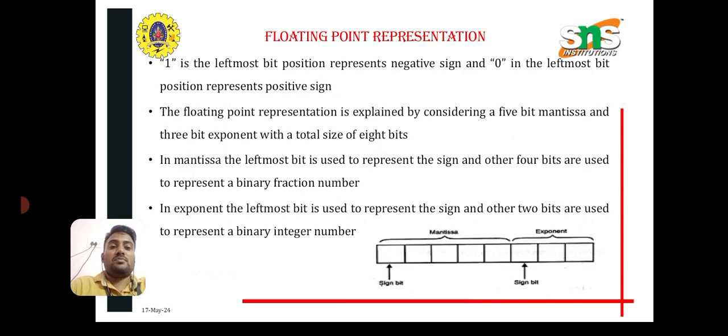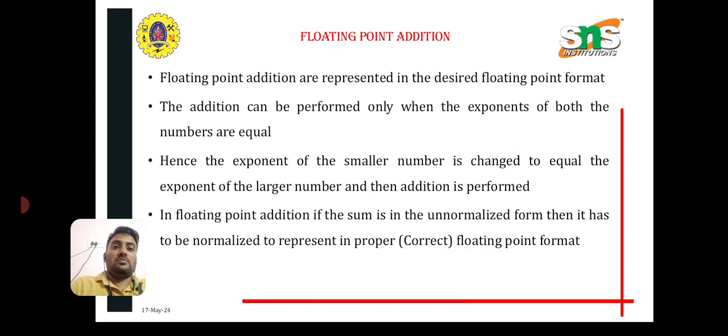Here you can see, for example, the total is 8 bits. The first 5 bits are the mantissa and the other 3 bits are the exponent. The leftmost bit is used to represent the sign, and the other 4 bits are used to represent a binary fraction. In the exponent also, similarly, the leftmost bit is used to represent the sign, and the other 2 bits represent a binary integer value.